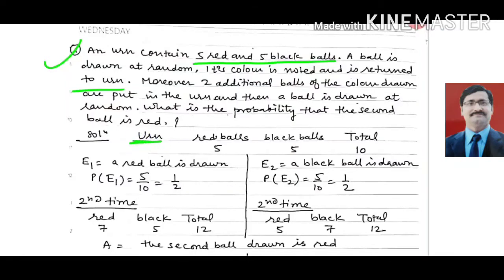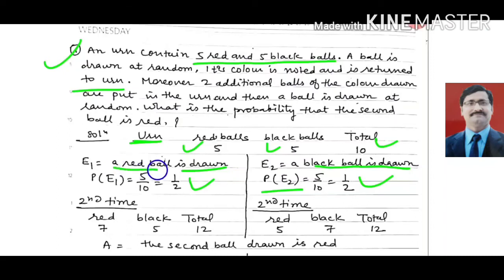Okay, an urn is given to you: red balls are 5 and black balls also 5, and total balls are 10. Look here, E1: we will draw one ball, and you have to note the color. If a red ball is drawn, what is the probability of red color? That is 5 by 10, means 1 by 2. And E2 is that the black ball is drawn. The probability of a black ball is 5 by 10, means 1 by 2 again.